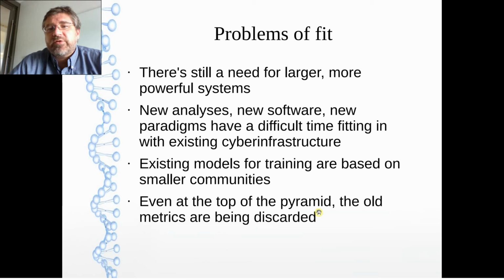There's still a need for larger, more powerful systems as analyses grow and the needs of the community grow. There are also new analyses, new software appearing all the time. Now, the software doesn't always have an easy time fitting in with existing cyber infrastructure. Some of that is because of the difference in science, and some of that's because of the different models of computational programming. A lot of the existing models for training and documentation are based on fitting smaller communities, and so the centers need to come up with a way to meet larger communities.